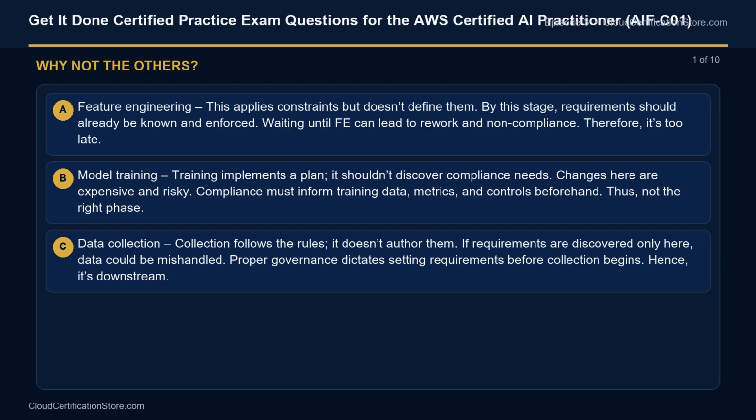Why not option A? Feature engineering. This applies constraints but doesn't define them. By this stage, requirements should already be known and enforced. Waiting until FE can lead to rework and non-compliance. Therefore, it's too late. Why not option B?